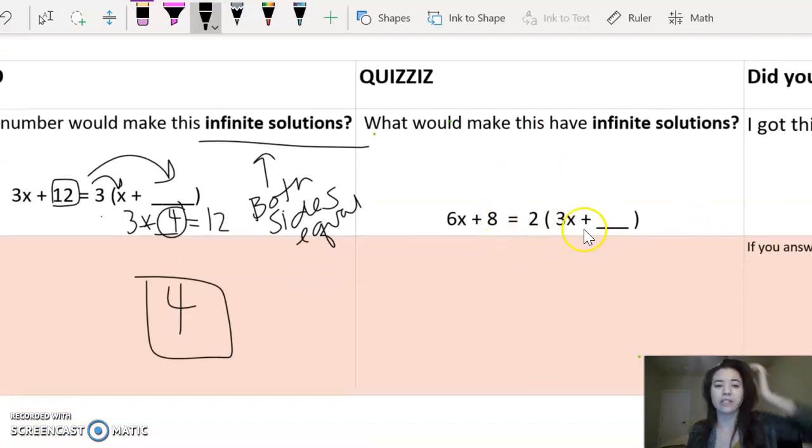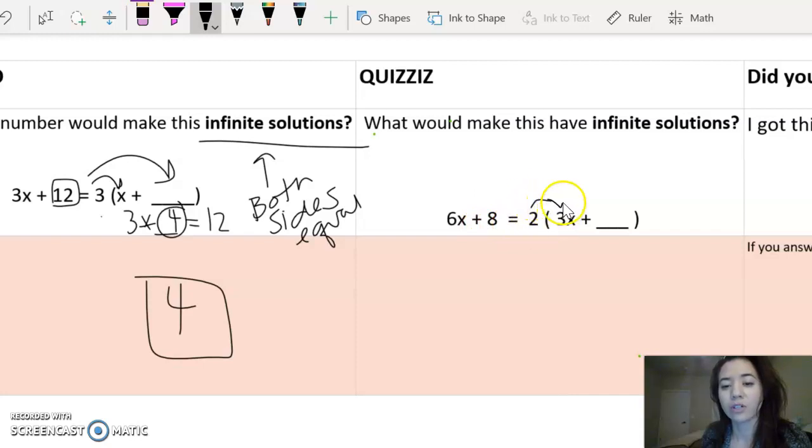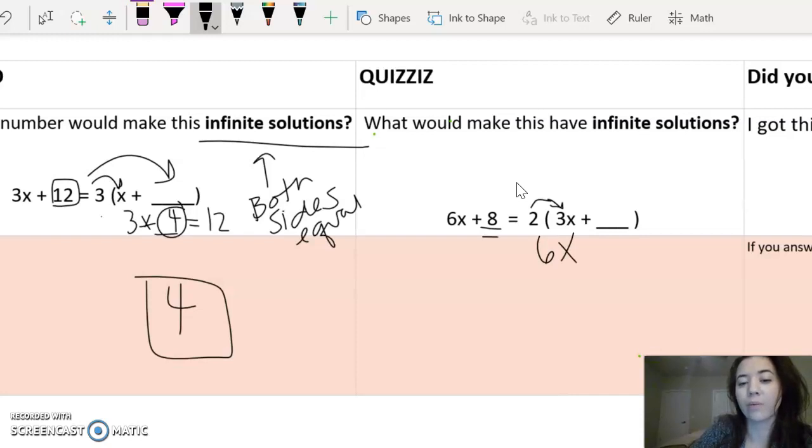What would make this have infinite solutions? So again, the same number on both sides. So right now we have 2 times 3x, which gives me that 6x. So now I need to know what will give me 8. Again, it is not just 8, because remember that 2 is going to be distributed to it. So the 8 would give me 16 there.